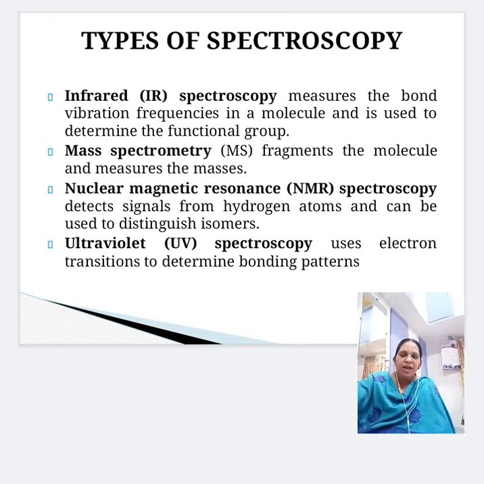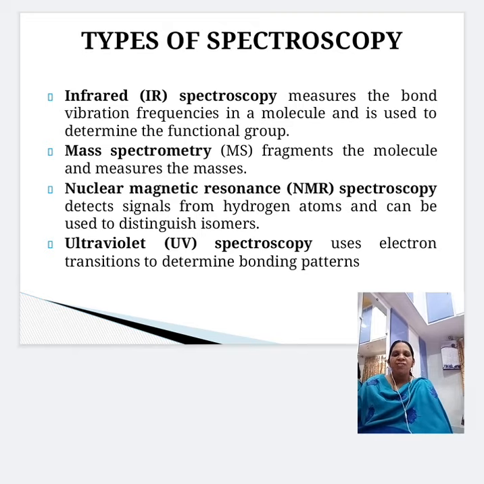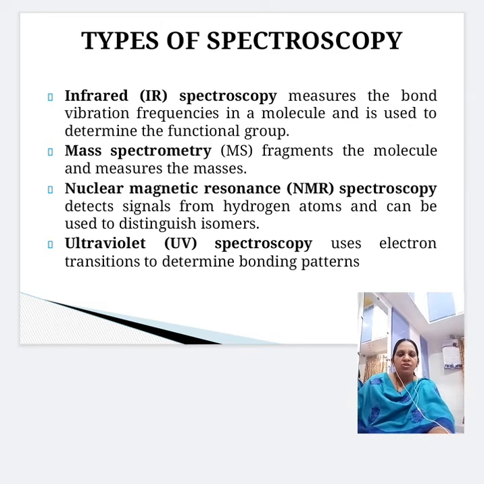Then we have nuclear magnetic resonance spectroscopy, which detects the signals from the hydrogen atoms and can be used to distinguish the different isomers. Then we have ultraviolet spectroscopy, which uses electronic transitions to determine bonding patterns. So these are the different types of spectroscopies which you are going to deal with in detail in the forthcoming classes.